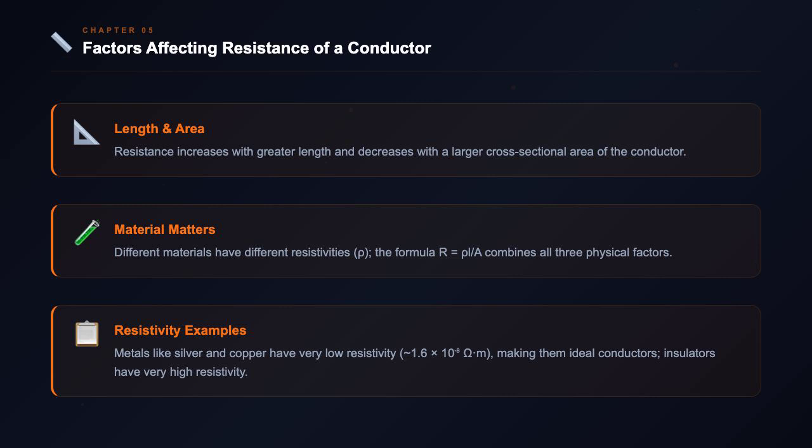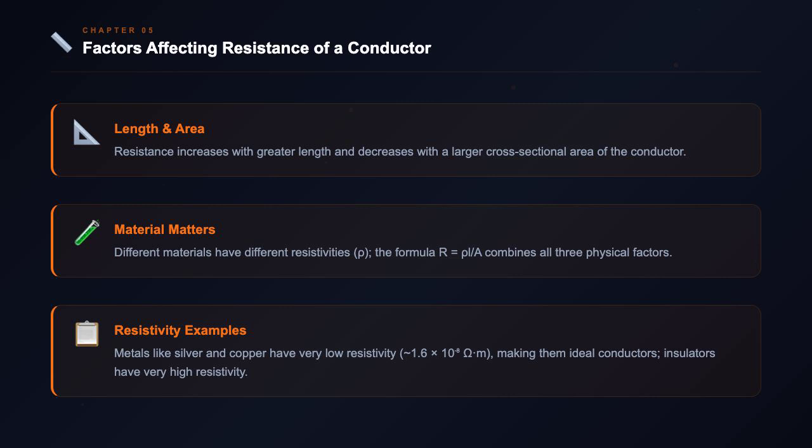The larger the cross-sectional area, the less resistance there is. The material itself also affects resistance, with different materials having different resistivities. Resistance is proportional to length divided by cross-sectional area. This is expressed as R equals ρ times length divided by area, where ρ is the material's electrical resistivity.